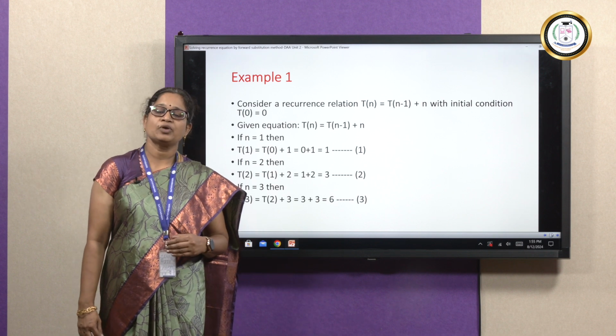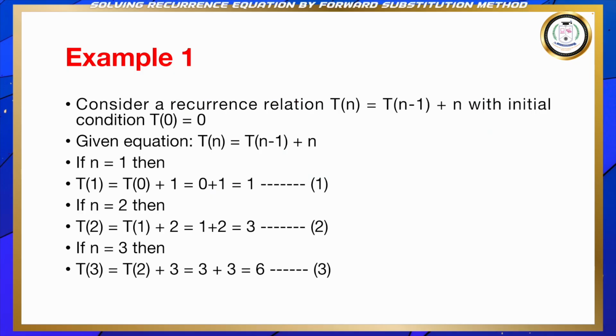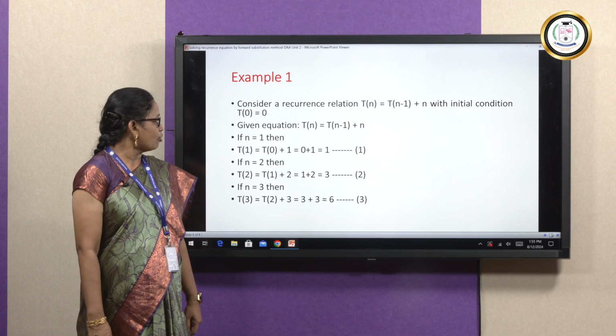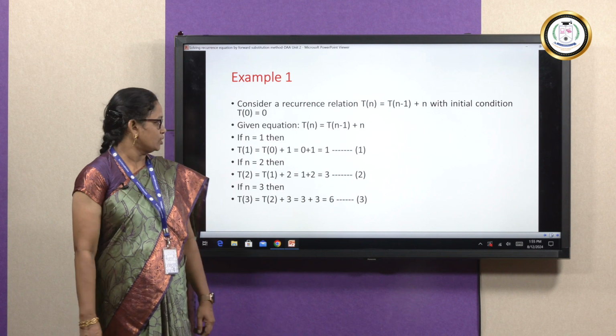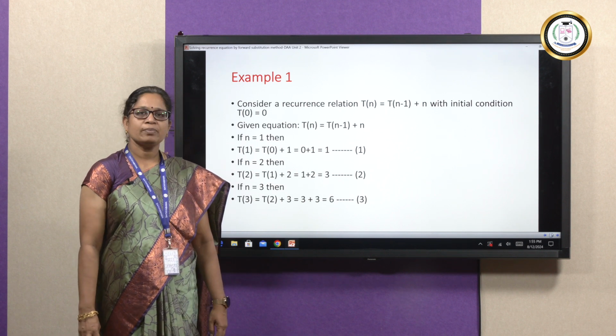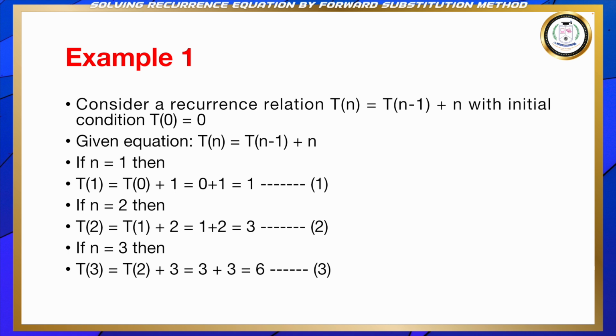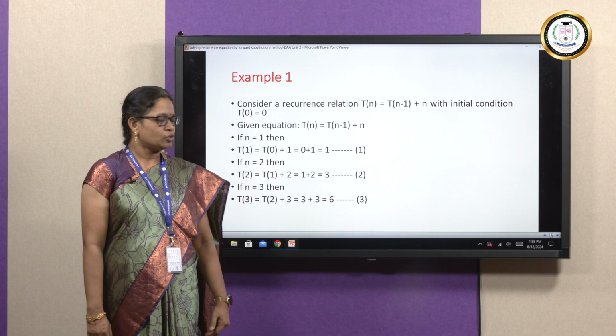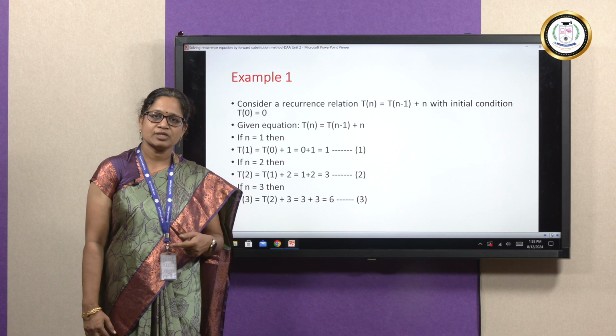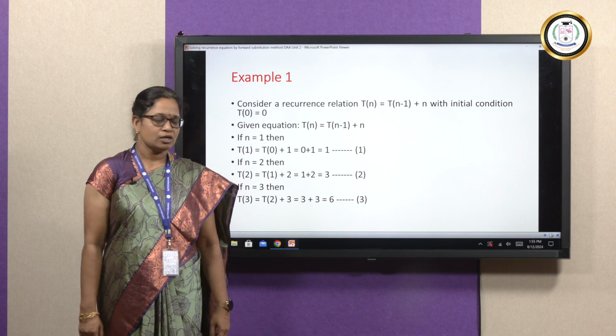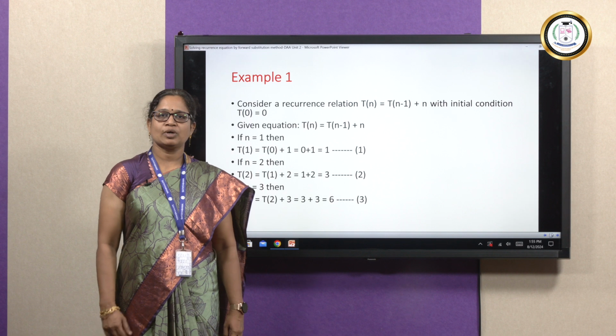Now let us substitute n = 2 in the given equation. The equation becomes T(2) = T(1) + 2. The value of T(1) is generated in equation 1. The value of T(1) is 1, so 1 + 2 equals 3. If we substitute n = 3 in the given equation, the equation becomes T(3) = T(2) + 3. T(2) is already generated in the previous term. The value for T(2) is 3. So this is equal to 3 + 3, which is equal to 6.